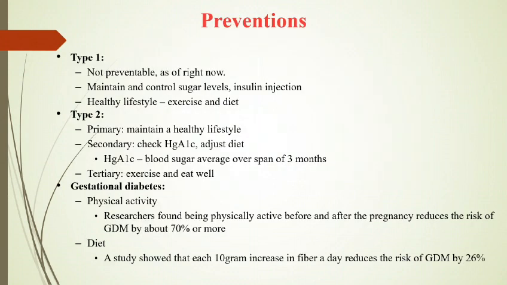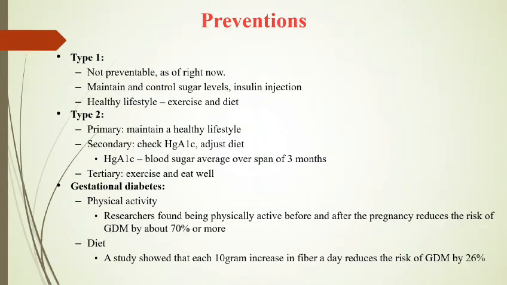Prevention of diabetes mellitus. In the case of type 1 diabetes mellitus, it is not preventable as of right now, because it is an autoimmune disorder, and we can maintain and control the sugar level by insulin injection, and we can have a healthy lifestyle like proper exercise and a good diet. In the case of type 2 diabetes, primarily we can maintain a healthy lifestyle, and then we can check HbA1c and adjust the diet. As I told you earlier, HbA1c shows you the average result of the past 3 months. By keeping this reading, we can adjust the diet and maintain the glucose level. And tertiarily, we can exercise and have a proper diet.